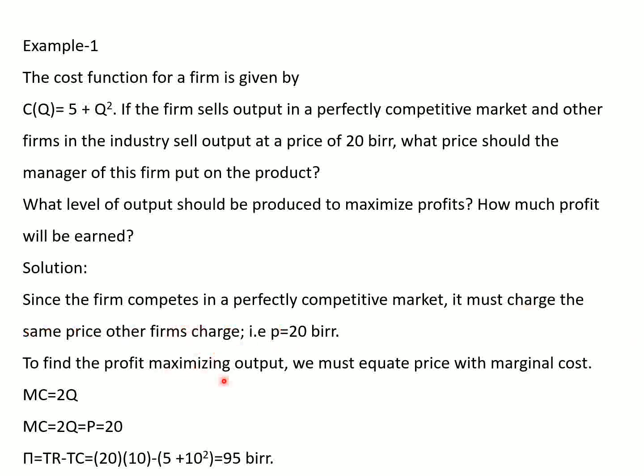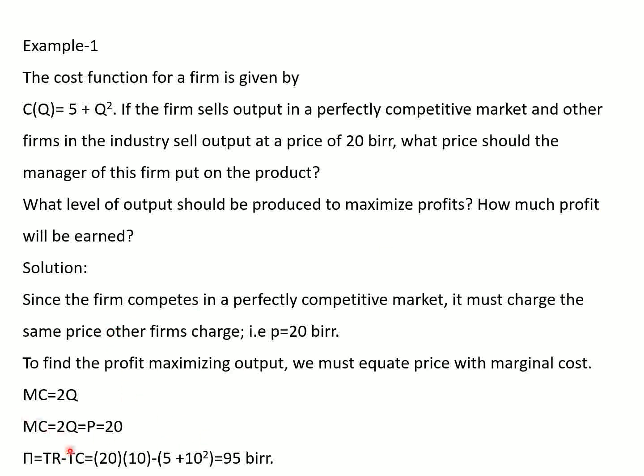To find the profit maximizing output, we must equate the price with the marginal cost. And the marginal cost, as I said, is the first derivative of total cost. When we differentiate this with respect to Q, the constant is eliminated, and this will be 2Q. So 2Q equals the price, that is 20, and Q equals 20 divided by 2, which is 10. So Q equals 10, price equals 20, and the other question is how much profit.